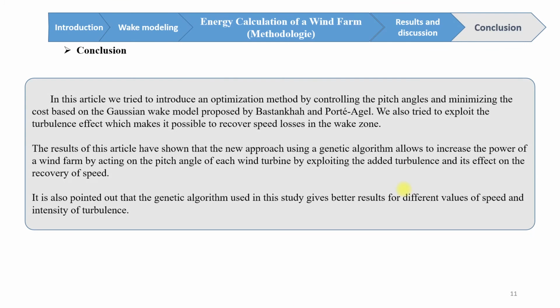Conclusion. In this article, we tried to introduce an optimization method by controlling the pitch angles and minimizing the cost based on the proposed Gaussian wake model. We also tried to exploit the turbulence effect, which makes it possible to recover speed losses in the wake zone. The results of this article have shown that the new approach using a genetic algorithm allows us to increase the power of a wind farm by acting on the pitch angle of each wind turbine, exploiting the added turbulence and its effect on the recovery speed. Thank you for your attention.